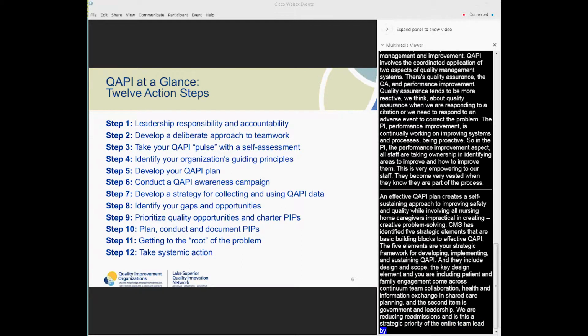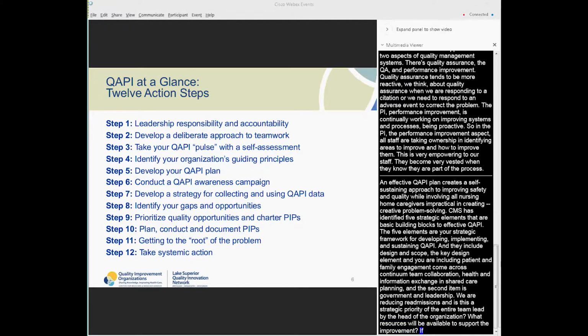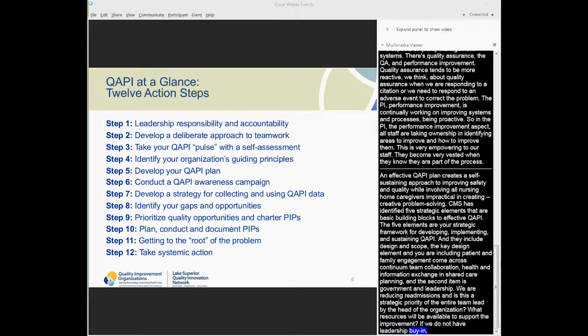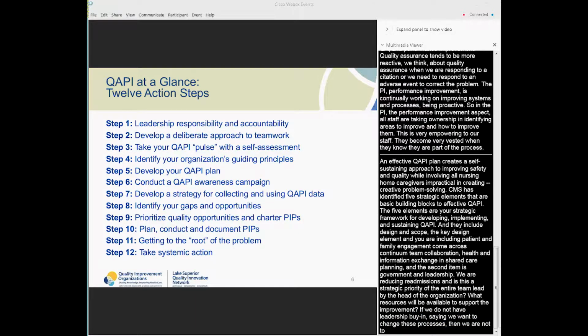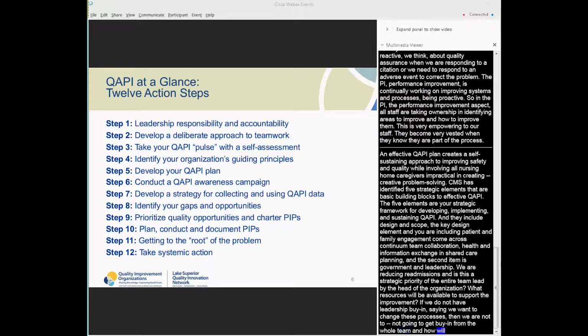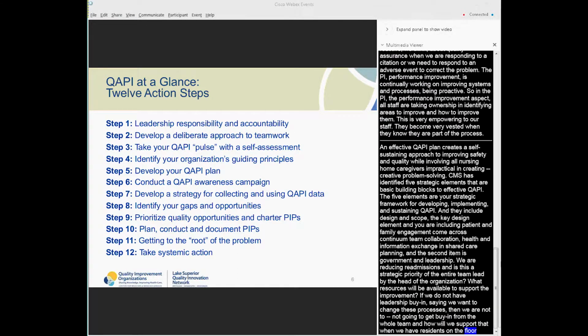So if we don't have leadership buy-in saying we want to change these processes, then we're not going to get buy-in from the entire team. And how are we going to be able to support that when we have residents on the floor that we need to care for in our normal scope of work, and how are we going to be able to sustain that once we get those projects underway?